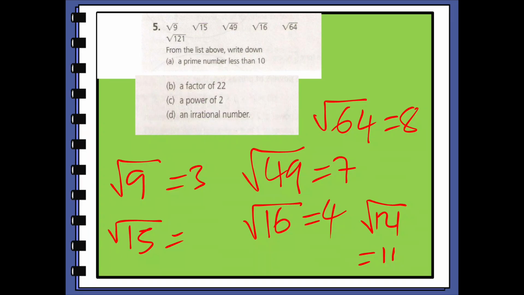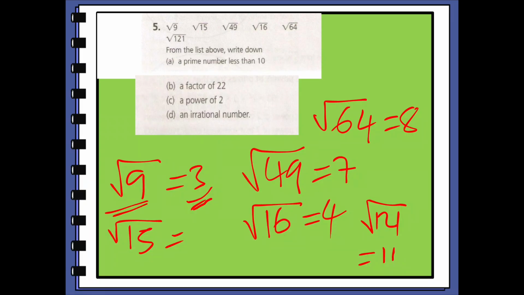So A says a prime number that is less than 10. Now we do know that 3 is a prime number and it's less than 10. I'm sure you can answer the questions now, since we know the square roots. So A, it's square root of 9, because square root of 9 is 3. That means a prime number less than 10 is 3, the square root of 9. Or you can put this as your answer, square root of 9.